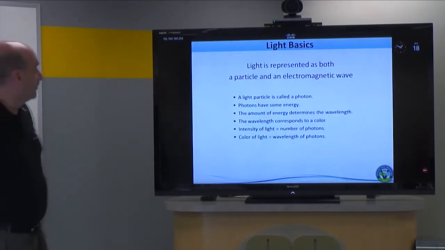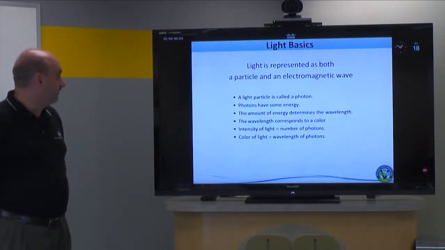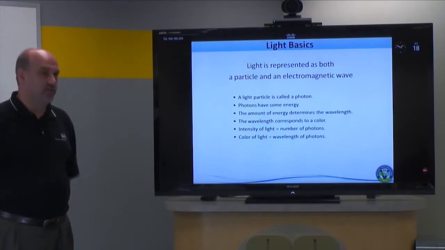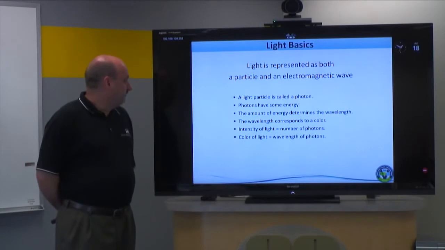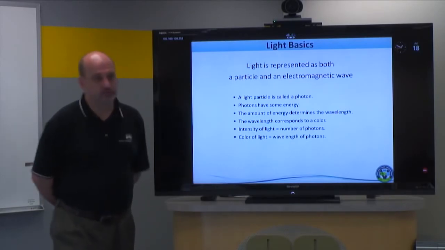Light is represented as both a particle and an electromagnetic wave. A light particle is called a photon. Photons have some energy, and the amount of energy in the photon determines the wavelength. So since the speed of light is a constant, if there's more energy in the light, it vibrates faster and it becomes a blue wavelength, whereas if it has lower energy in it, it will vibrate slower and be a red wavelength. The wavelength corresponds to a color as I just described, and the intensity of light is represented by the number of photons being emitted by a surface, and the color light is the wavelength of those photons.